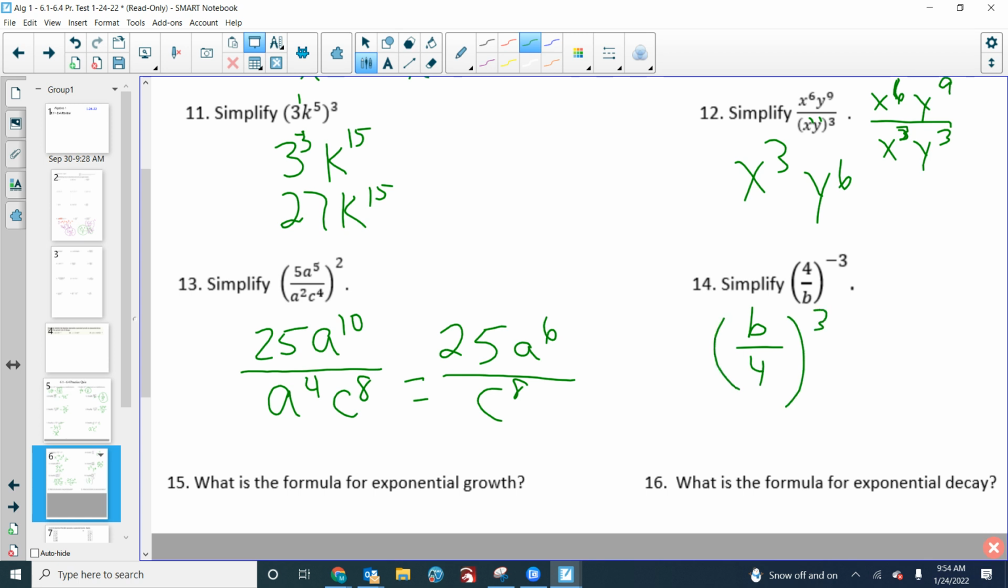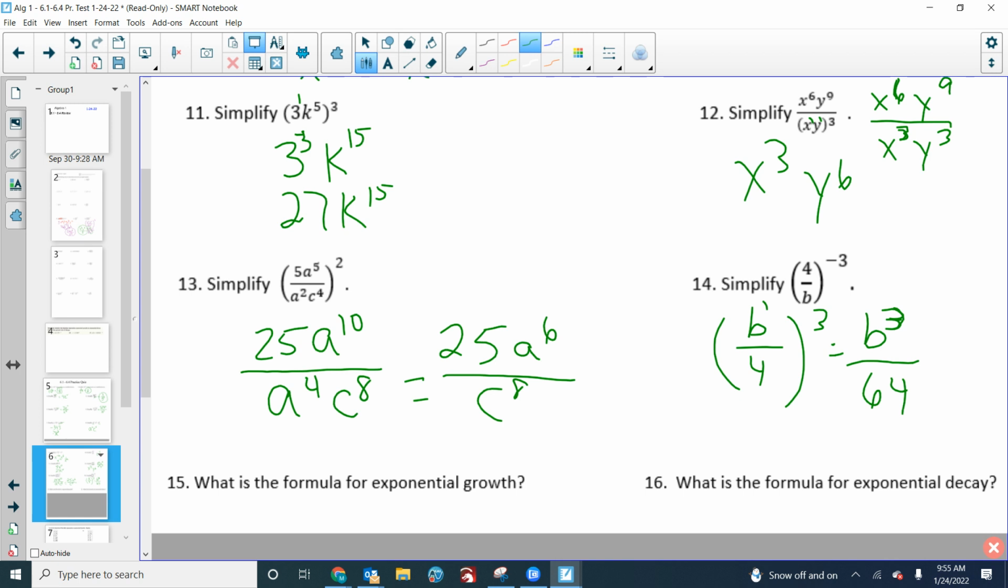So what's B to the first being raised to the third? B cubed. That's ugly. What's 4 cubed? 63? 64. Done.